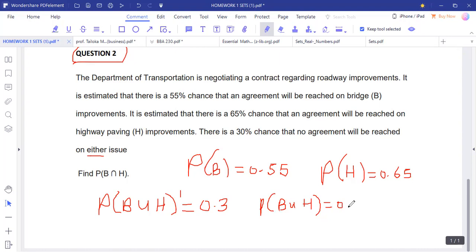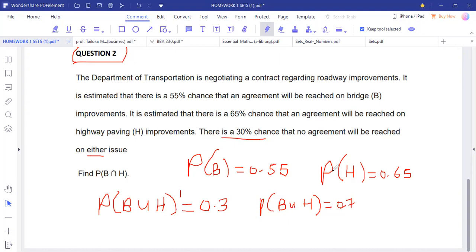I'm a bit behind, sir. Okay. What we are simply saying is this. A complement of an event simply means what is not found in the event. So they're saying there is a 30% chance that no agreement will be reached on either issue, meaning that the probability of B union H complement is 0.3. Are we together?